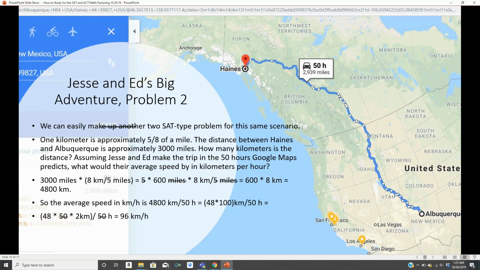So the average speed in kilometers per hour is 4,800 kilometers over 50 hours. That's 48 times 100 kilometers divided by 50 hours. Because you can see 48 times 100, 100 is 50 times 2. So then the 50 on the top and the 50 on the bottom cancel out, so you end up with 96 kilometers per hour, which is roughly highway speed. It's a little bit more than 60 miles per hour.